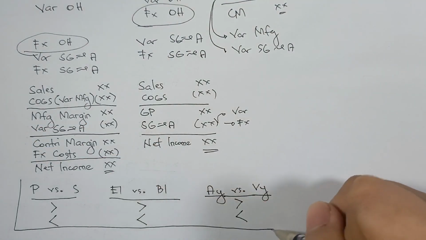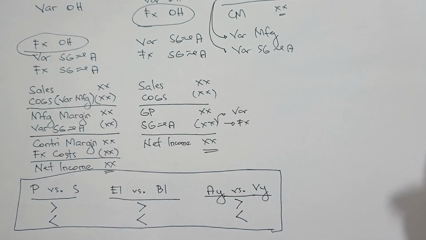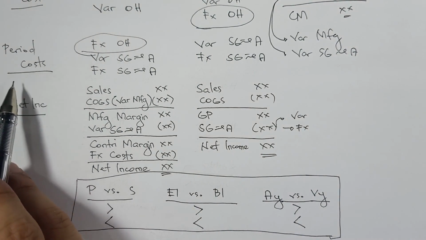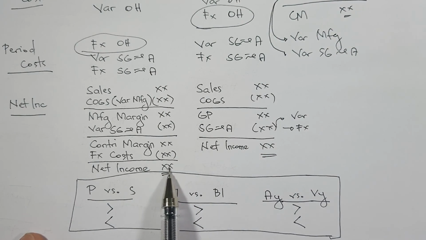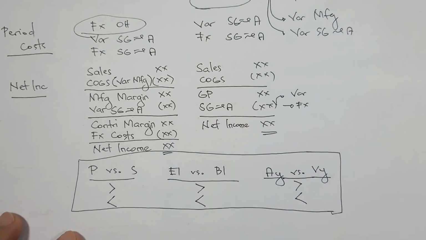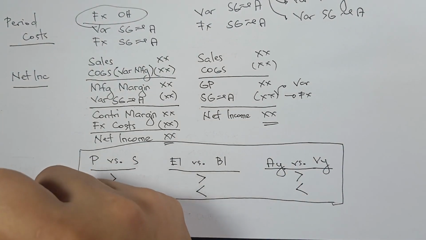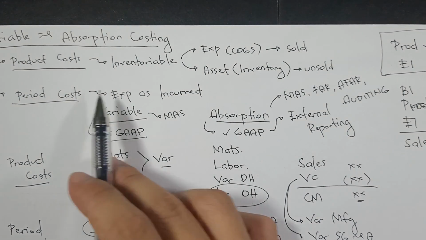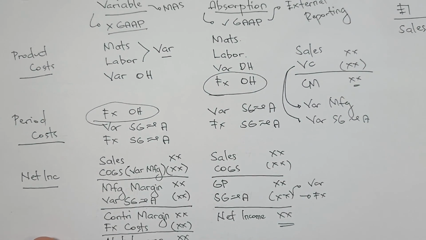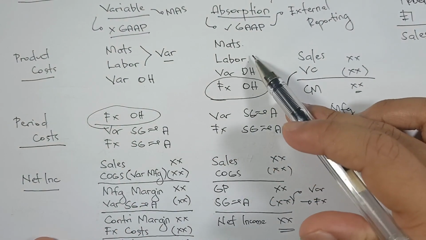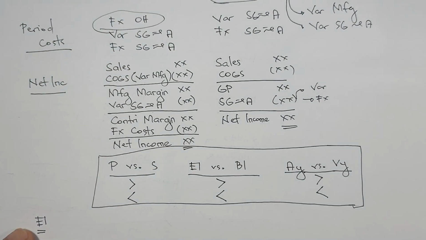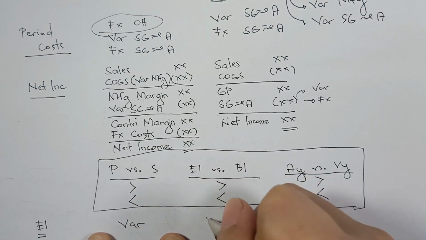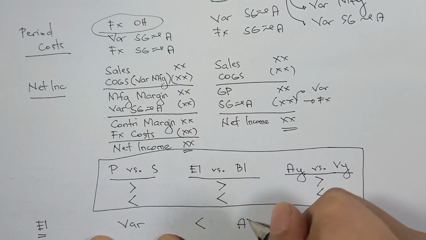This means you now need to remember this table if you want to master this topic. With regards to net income, expect that you cannot say that variable is always higher compared to absorption or the other way around. Then last is with regards to ending inventory. Ending inventory is the product cost that was not sold. Isn't it, we said earlier that product cost under variable is only 3, while product cost under absorption is 4. This means that the ending inventory of variable costing is always less than the ending inventory under absorption costing.